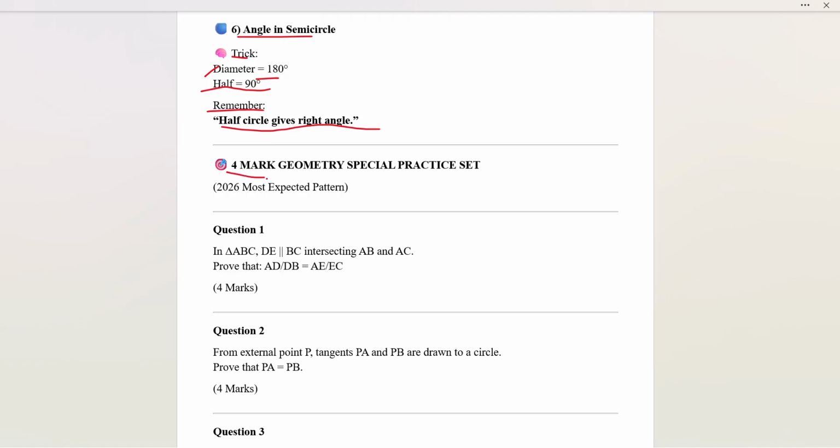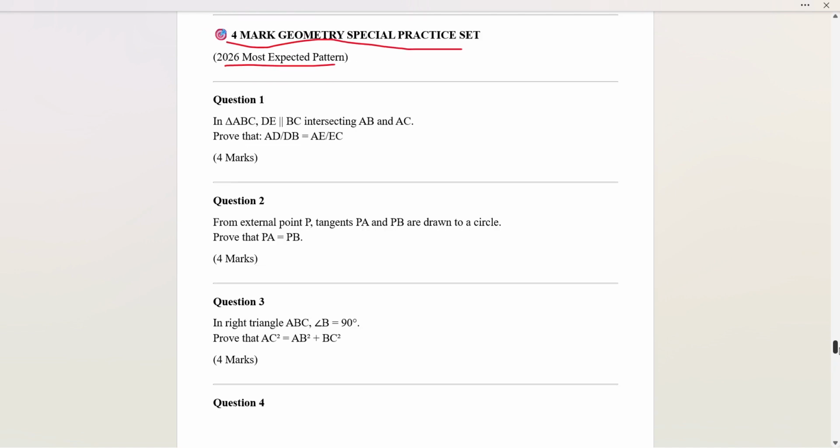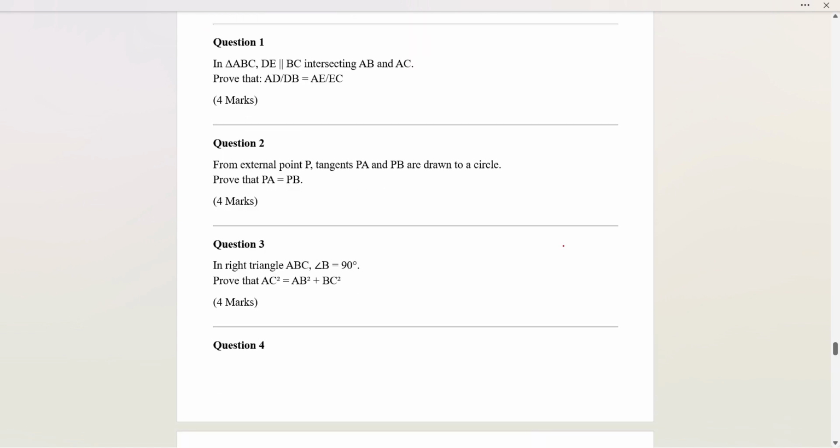So for your board exam, here is the 4 mark geometry special practice set, the 2026 most expected pattern. So move to the next. It is question 1 for your practice. In triangle ABC, DE is parallel to BC, intersecting AB and AC. Prove that AD upon DB is equal to AE upon EC. It is a hot question in your board exam. They ask it for 4 marks. Okay, so you can solve that question 1.